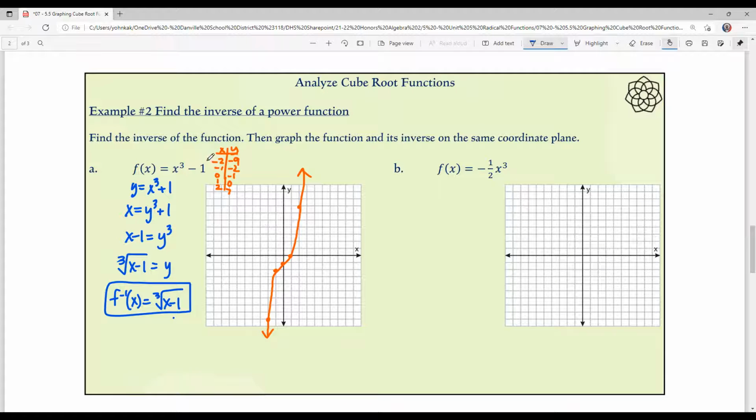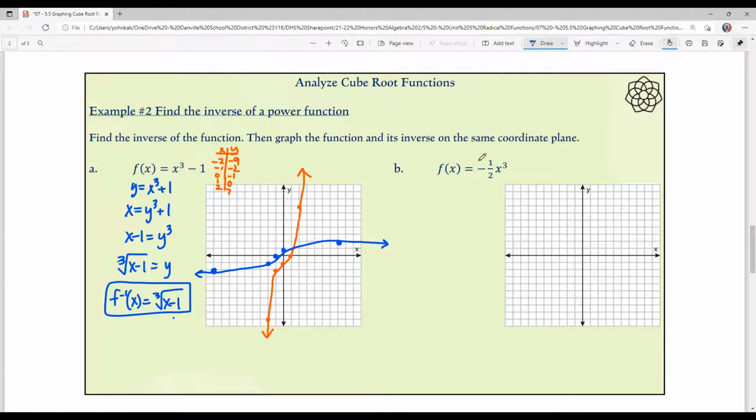So if we start in my table, I can swap it and get -9, -2. And then swap and get -2, -1, -1, 0, 0, 1, and 2, 7. No, 7, 2. Then if I connect my dots, notice that they are indeed reflections over the line y equals x. Awesome. Let's do one more.